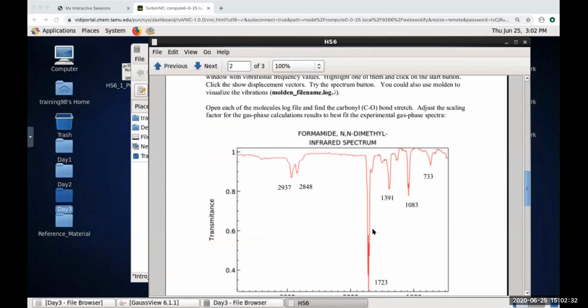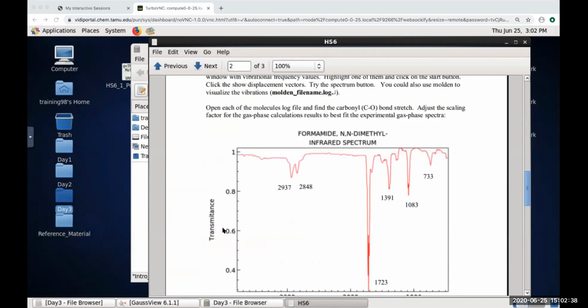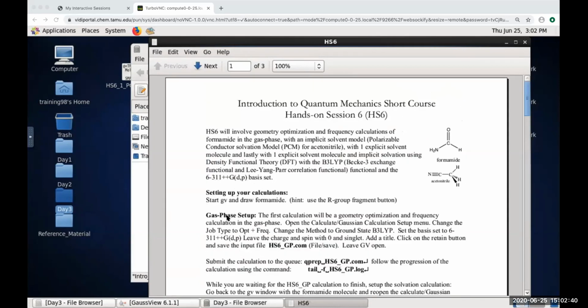So here's the gas phase spectra. You can get it from this webpage if you want to pull it up and actually download the data. It comes from there. And then we're also going to go through and run calculations with just the PCM acetonitrile solvent, so the implicit solvent. Then I'm also going to have you run it with explicit acetonitrile. And that's what this file is here.